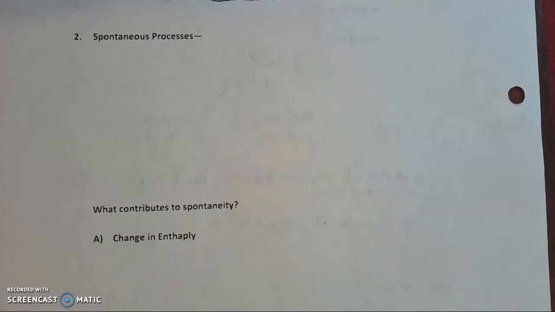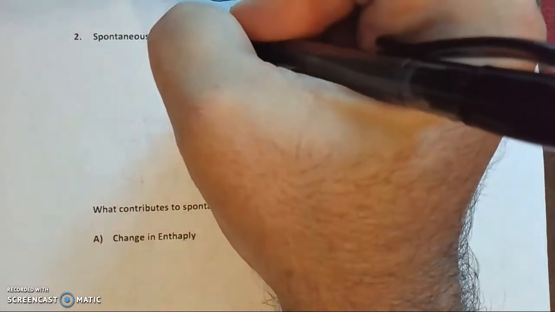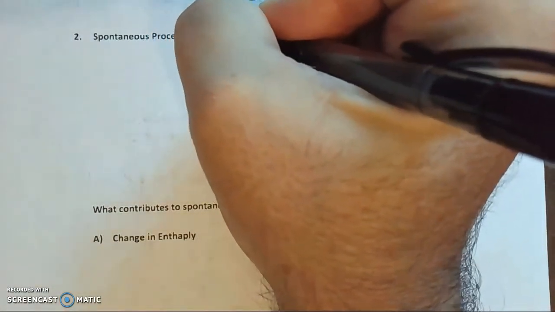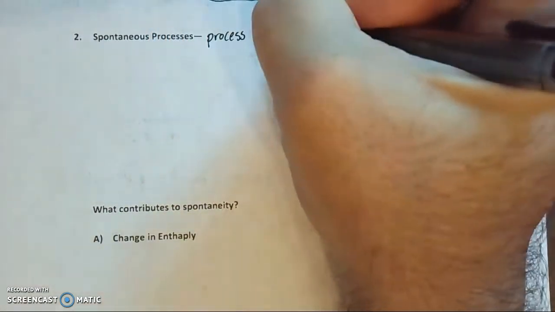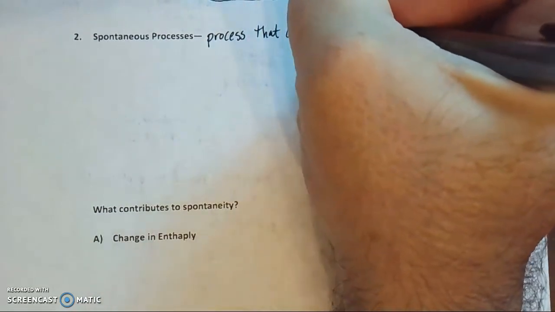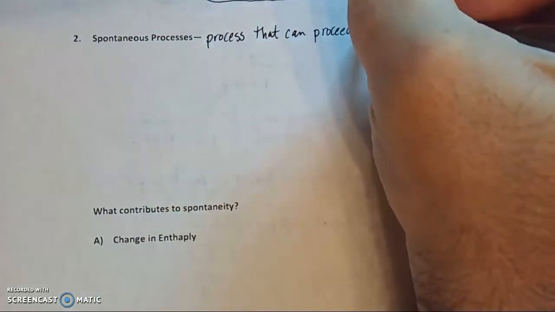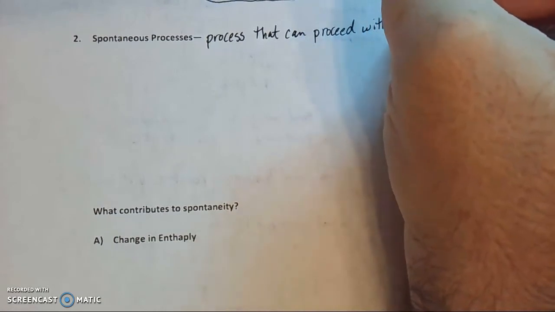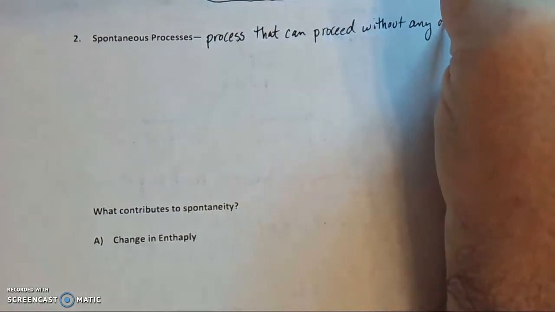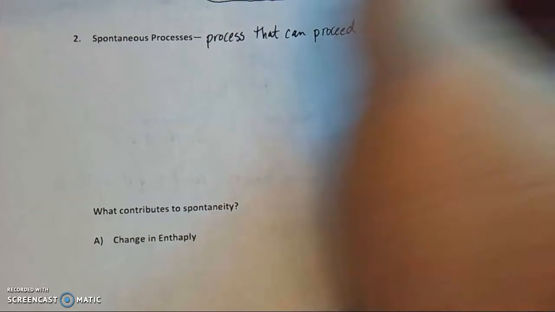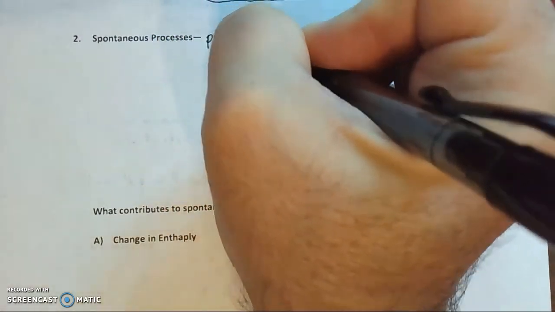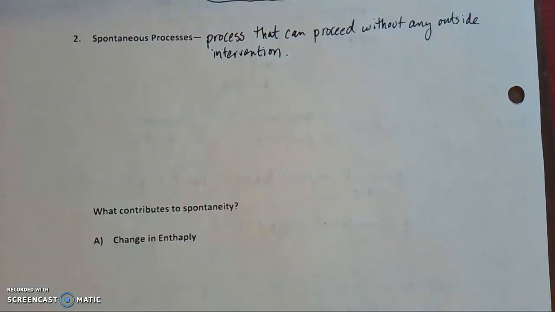So we're going to start off this lesson talking about spontaneous processes. And spontaneous means that it is a process that can proceed without any outside intervention. So it's just something that happens.